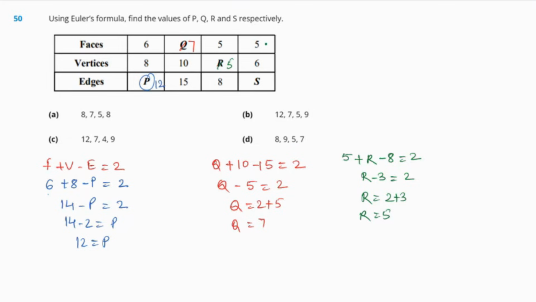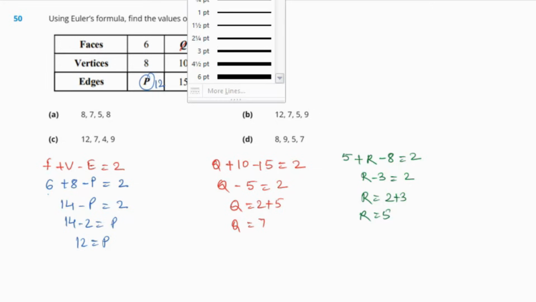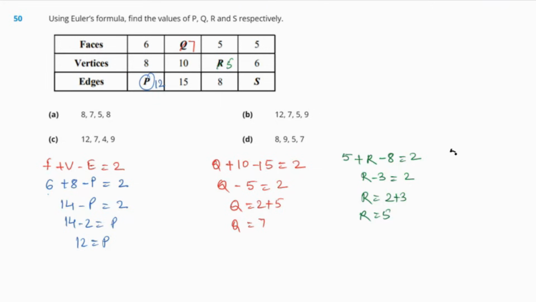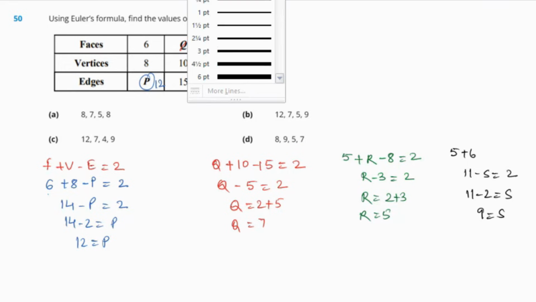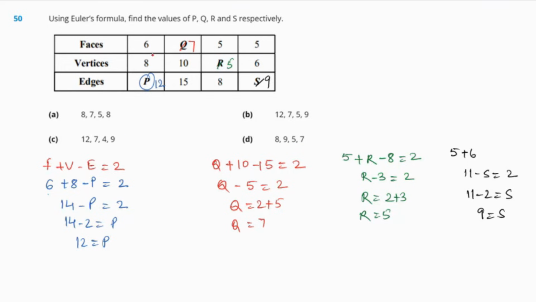Now the last one: 5 plus 6 minus S is equal to 2. 5 plus 6 is 11. 11 minus S is 2. So we will be getting 11 minus 2 as S. So 9 should be S. So the value for S should be 9. And we can check it as well.